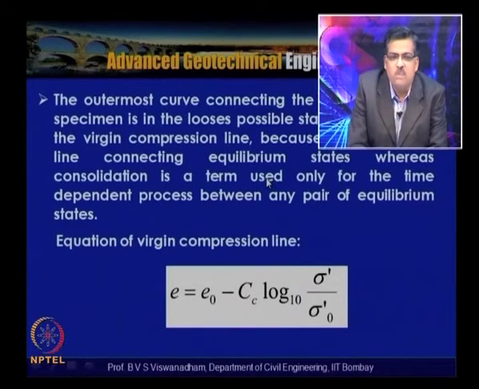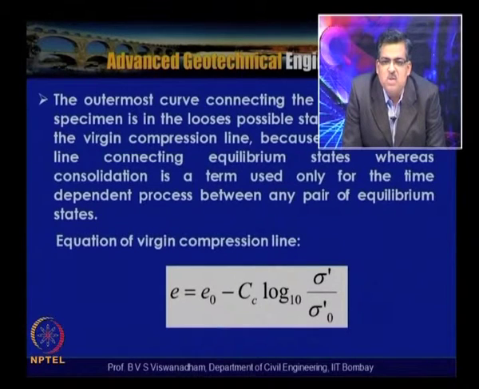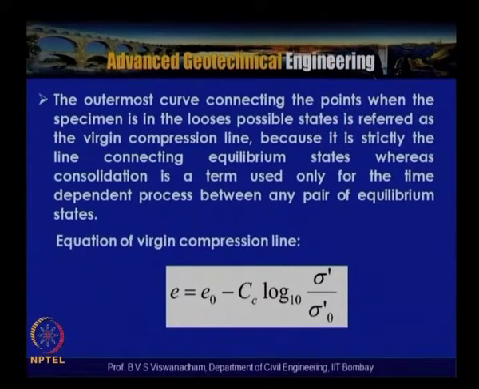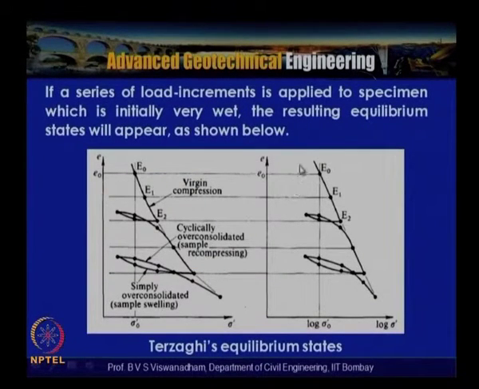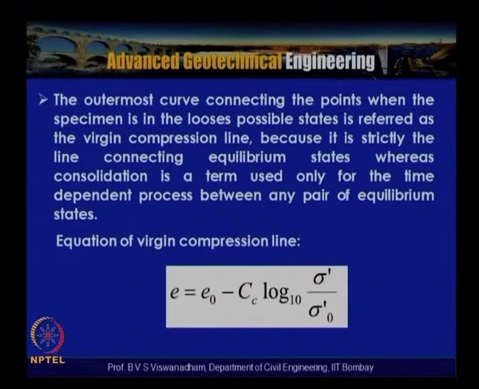Further, the outermost curve connecting the points when the specimen is in loose possible states is referred to as the virgin compression line, that is, e0, e1, e2 is referred to as the virgin compression line. It is strictly the line connecting the equilibrium states, in the sense that for that type of load increment the consolidation is completed. Consolidation is a term used only for the time dependent process between any pair of equilibrium states.